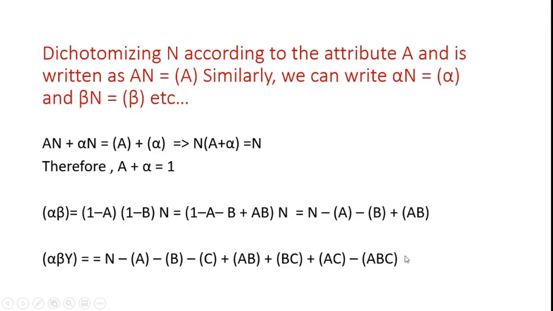Okay, so that is the formula. We'll see how we can relate it to a real example. And alpha beta gamma would, similarly, be N minus A minus B minus C plus AB plus BC plus AC minus ABC. So this is how it looks. I would suggest you go through any statistics book so that you grasp these concepts. I'm not going to teach here, just wanted to show what underlying methods are being used.